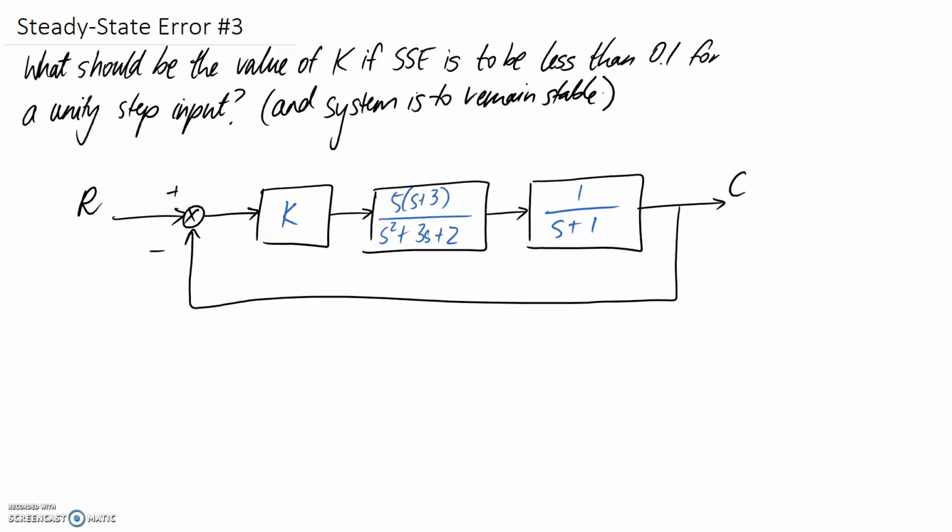So let's go through first of all and look at what the requirement would be for steady state error, and then we'll look at what the requirement is for stability as well, and we should be able to make an overall statement on what's required for the steady state error to be 0.1 and our system to be stable.